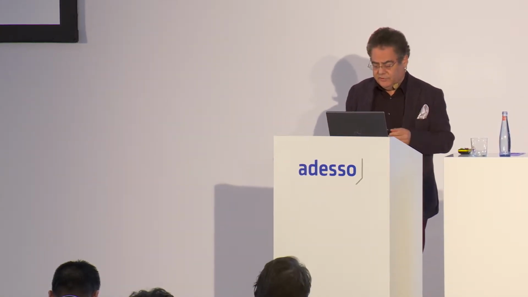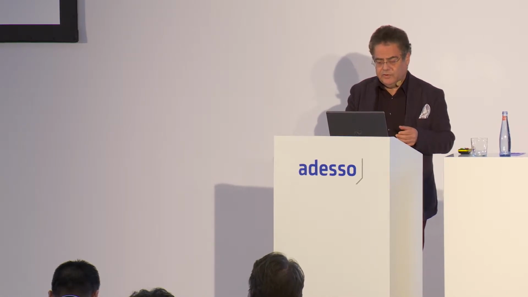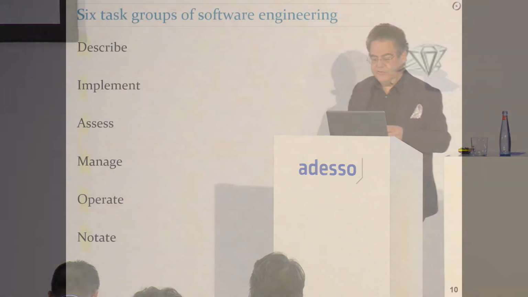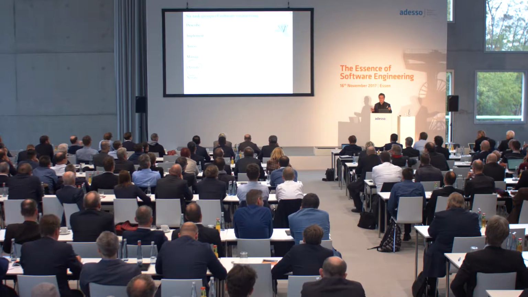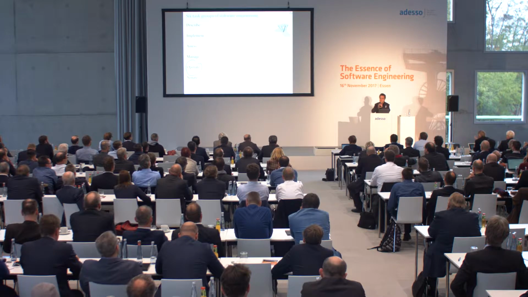So in software engineering, there's a slide which I sometimes use in my classes, which describes software engineering as a diamond without a D. So describe, implement, assess, manage, operate, and notate. These are the 6 dimensions of software engineering, with, in particular, this one, operate, becoming ever more important and hardly ever taught in university programs.